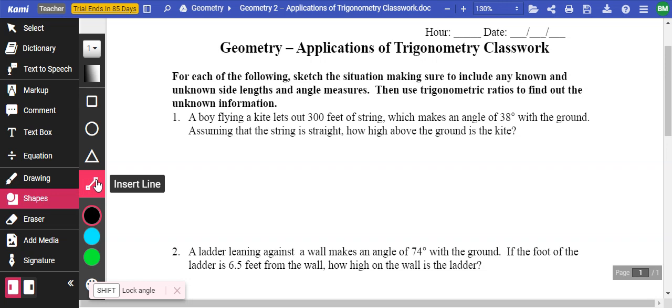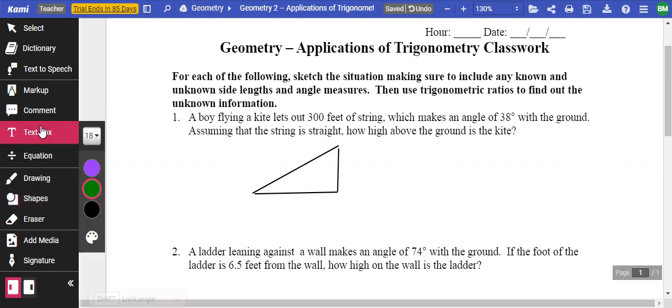So we're going to start with a boy flying a kite, and he lets out a string of 300 feet of string, which makes an angle with the ground of 38 degrees. Assuming that the string is straight, how high is it off the ground?